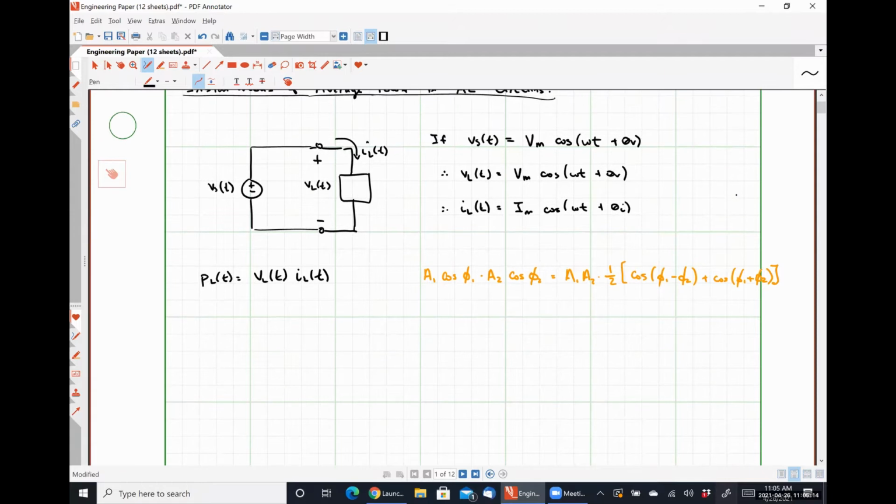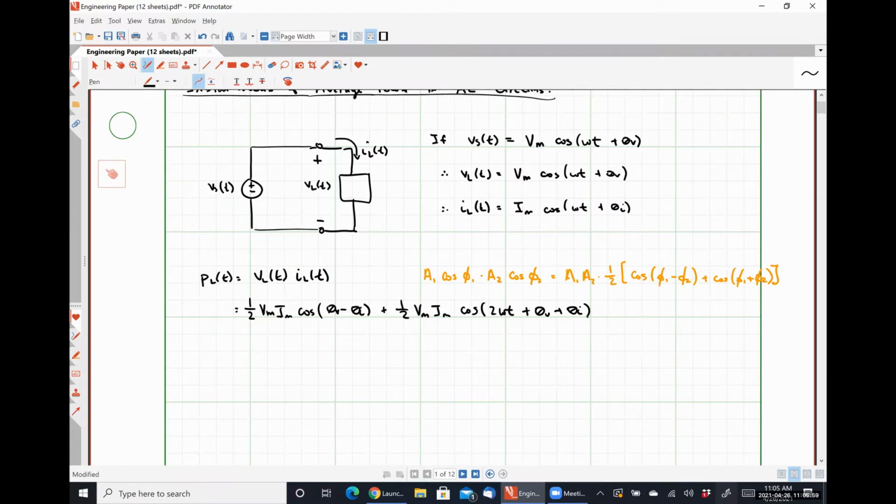And so this is going to give me 1/2 Vm Im cosine theta v minus theta I plus 1/2 Vm Im sine. Sorry, that's wrong. That is wildly wrong. Sorry about that. Cosine twice omega t plus theta v plus theta I.